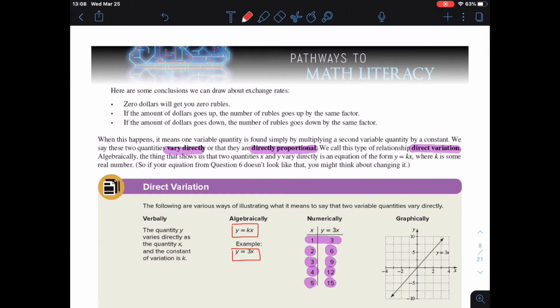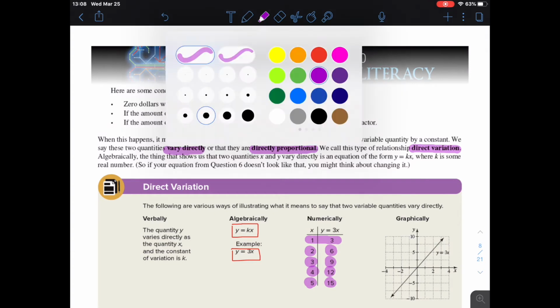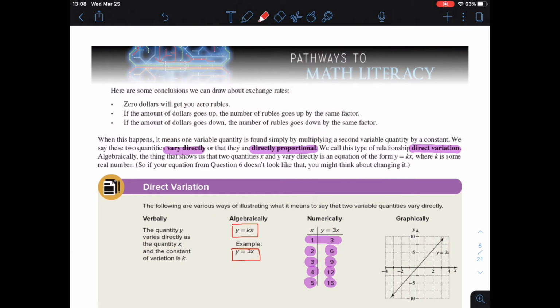The key thing graphically is this has to go through the origin. It has to go through 0, 0. Because if you have none of one, you're going to have absolutely none of the other. There's no difference between the two. If you start at anything other than 0, it's not going to vary directly.